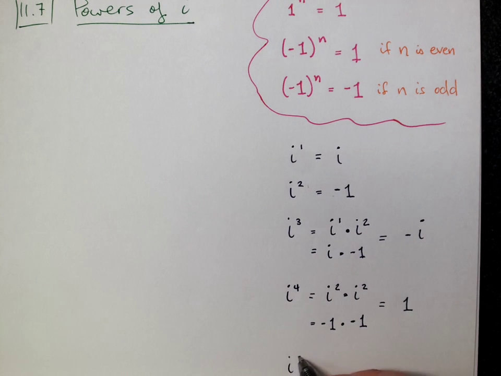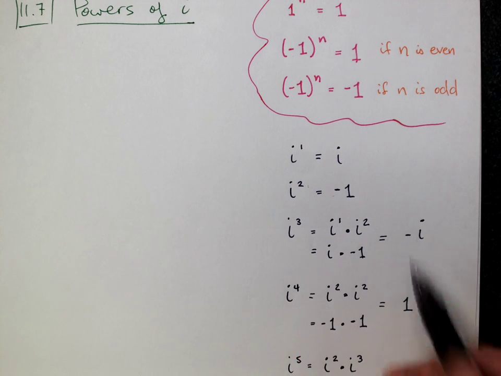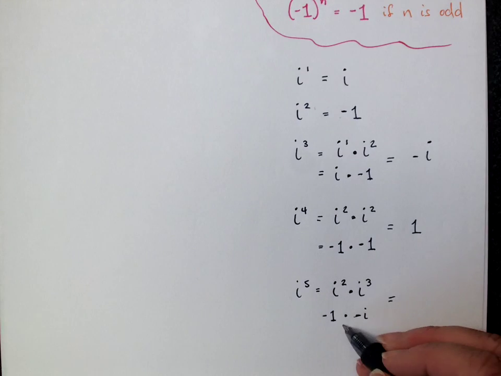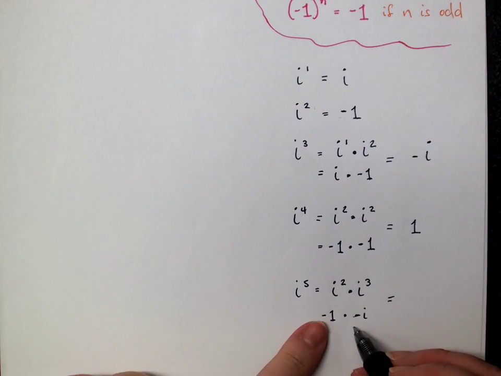Now you can keep going. i to the 5th, you could write as 1 and 4 or 2 and 3. I'll use 2 and 3, but you can use 1 and 4. i squared I know is -1, and i cubed I know is -i. So what does that equal? Positive i, yeah, because I got two negatives.